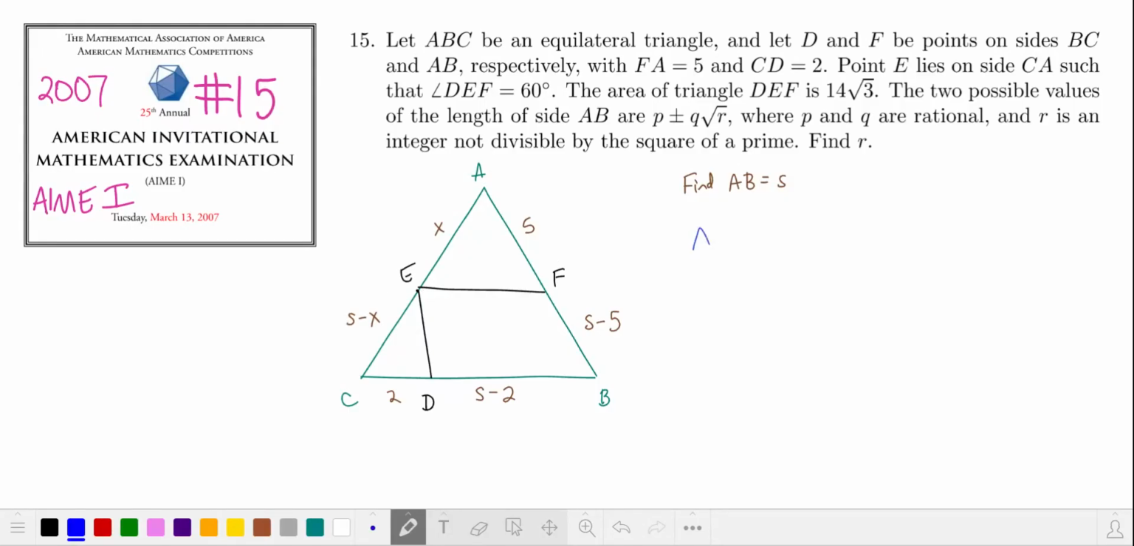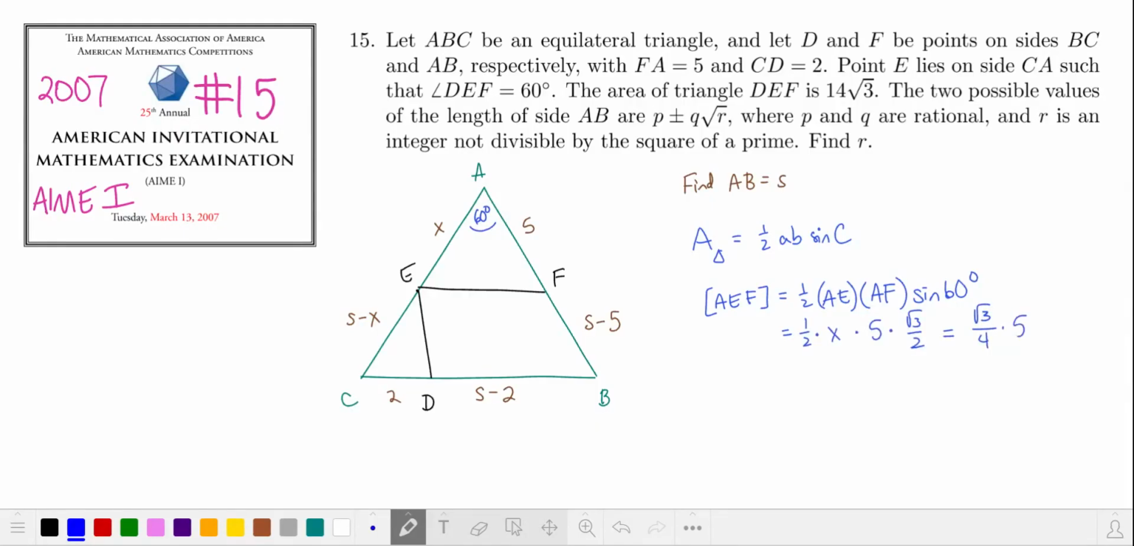Then we'll use the formula for the area of a triangle. That's 1/2 AB sine C. So for this top triangle, the area of triangle AEF, we have a 60-degree angle up here, so this is sine of 60 degrees. And we'll substitute. This is root 3 over 4 times 5x.